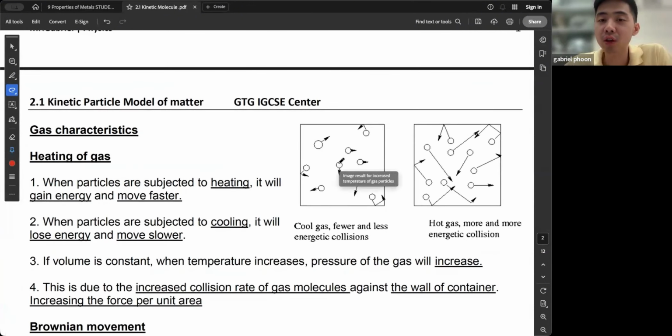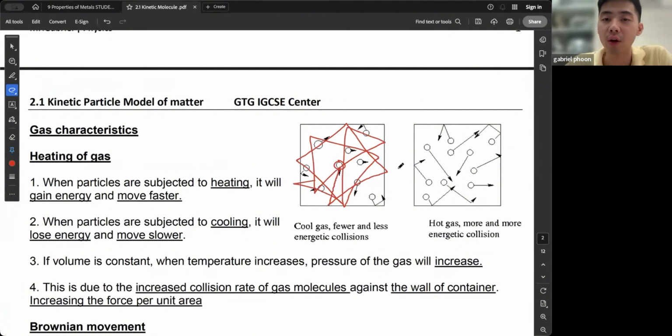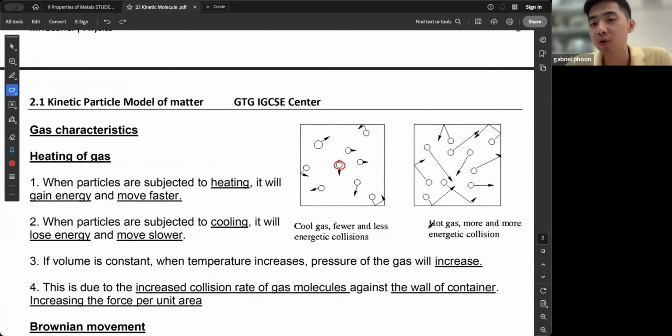First and foremost, initially, if I don't add extra temperature to the particles, they themselves have some form of kinetic energy. So the particles will hit the wall, collide, move, collide, slowly, right? But as soon as I heat it up, they are going to gain kinetic energy, right? And when they gain kinetic energy, they'll start colliding more frequently.